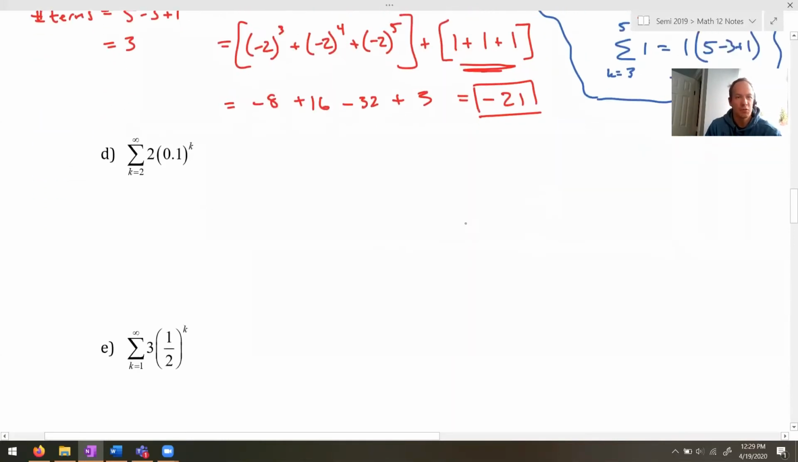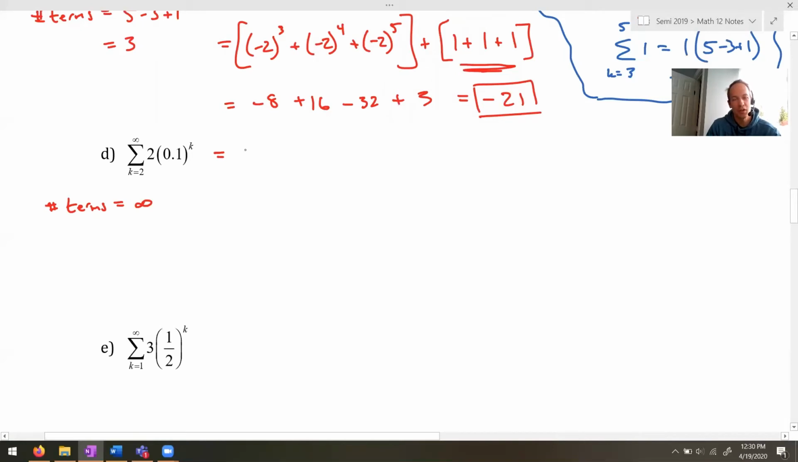Okay. This one here, we'll just rip through the last of these pretty quick. This one, we've got k is equal to 2, and we've got infinity. So how many terms do we have? It would be incorrect if we said infinity minus 2 plus 1. It's just infinity. There's no adding or subtracting to infinity.